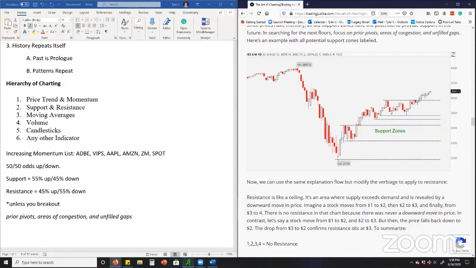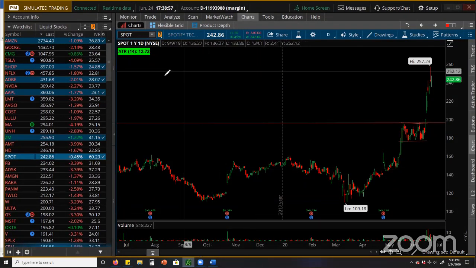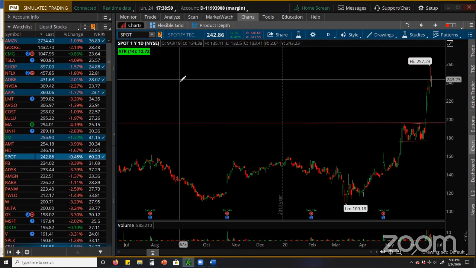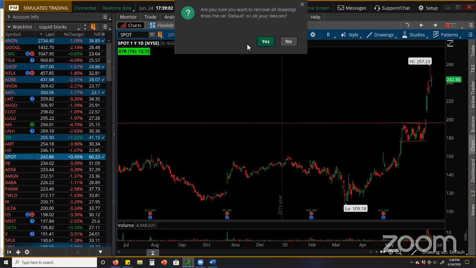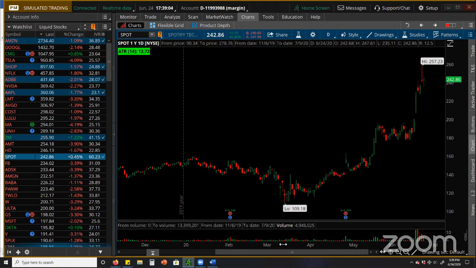So you take a look at any one of these that we talked about having increasing momentum, where I'm interested in buying on a dip. You say, okay, where's support and resistance? Where's support and resistance? Well, let's start with Spotify.